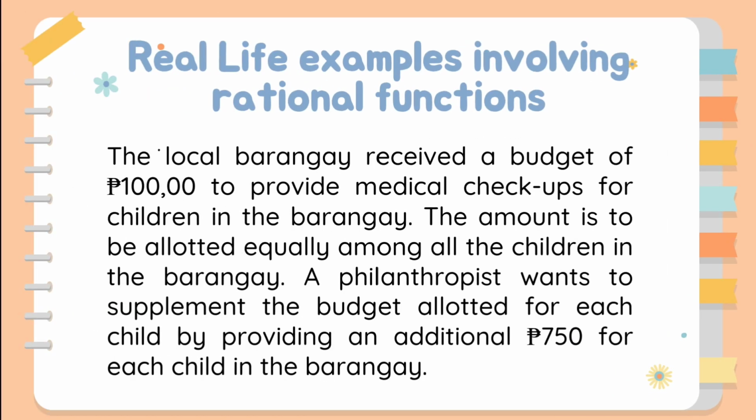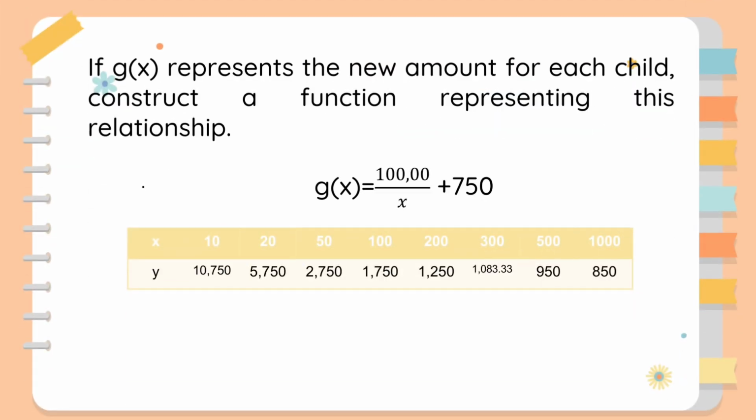Fourth example: the local barangay received a budget of 100,000 pesos to provide medical checkups for children in the barangay. The amount is to be allotted equally among all the children in the barangay. A philanthropist wants to supplement the budget allotted for each child by providing an additional 750 pesos for each child in the barangay. In our fourth example, we added that a philanthropist wants to provide an additional 750 pesos for each child of the barangay. If g of x represents the new amount for each child, construct a function representing this relationship.